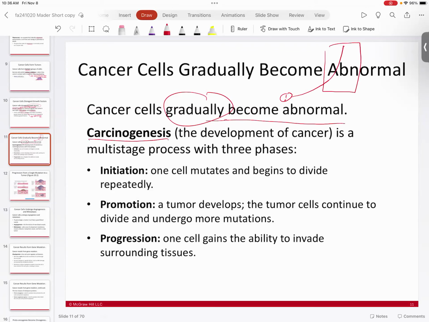The term carcinogenesis is basically referring to the creation and the development of cancer in its multi-stage process. And there's three broad stages within which we have other sub-stages that we usually fit in there. First of all, initiation is where your cell mutates, becomes a problem, and it begins to divide repeatedly. So basically, it's not cancer yet, but it's kind of watch out, right? So that's kind of what it is. So it's escaped cell cycle control. That's the first step.